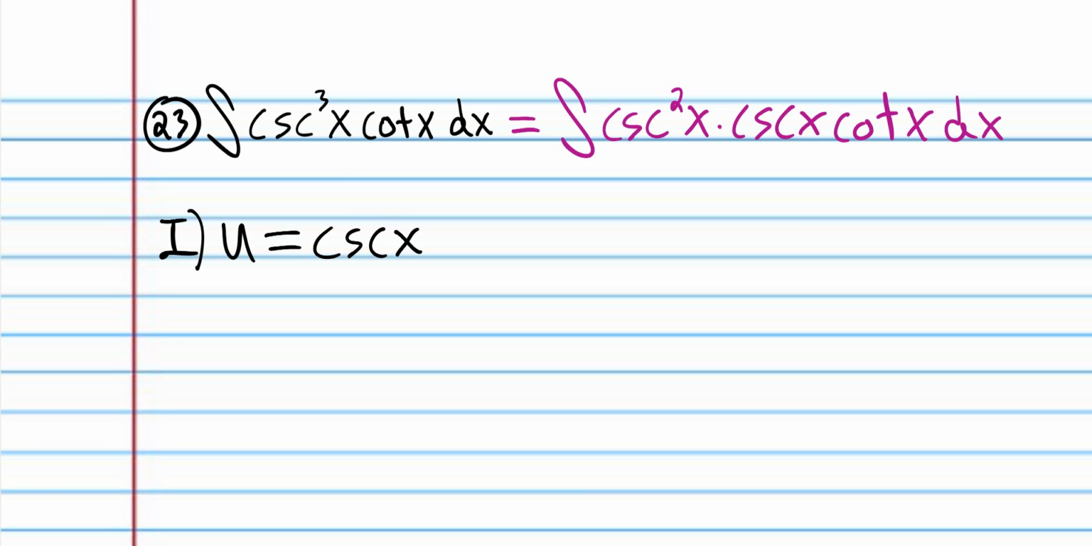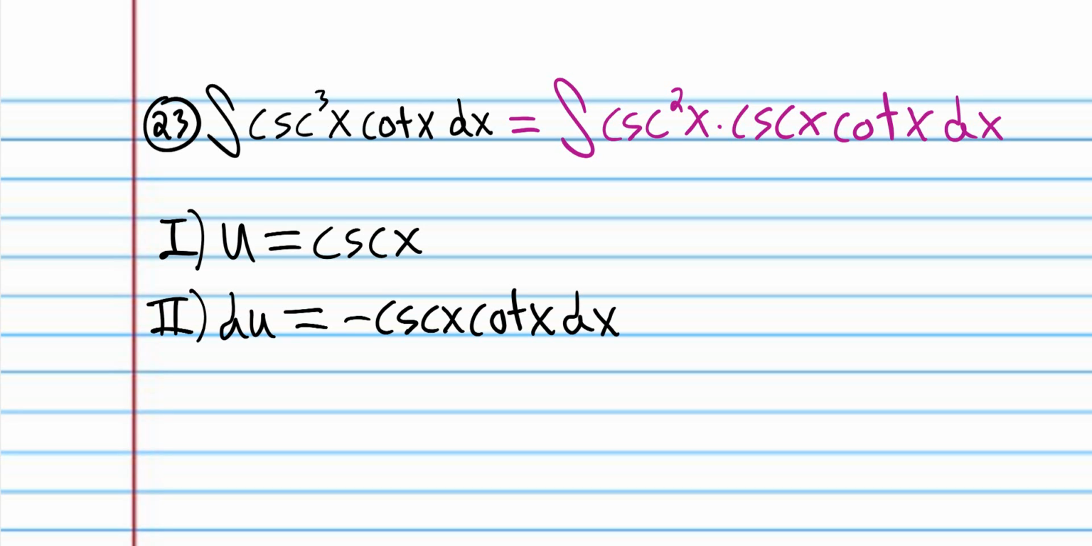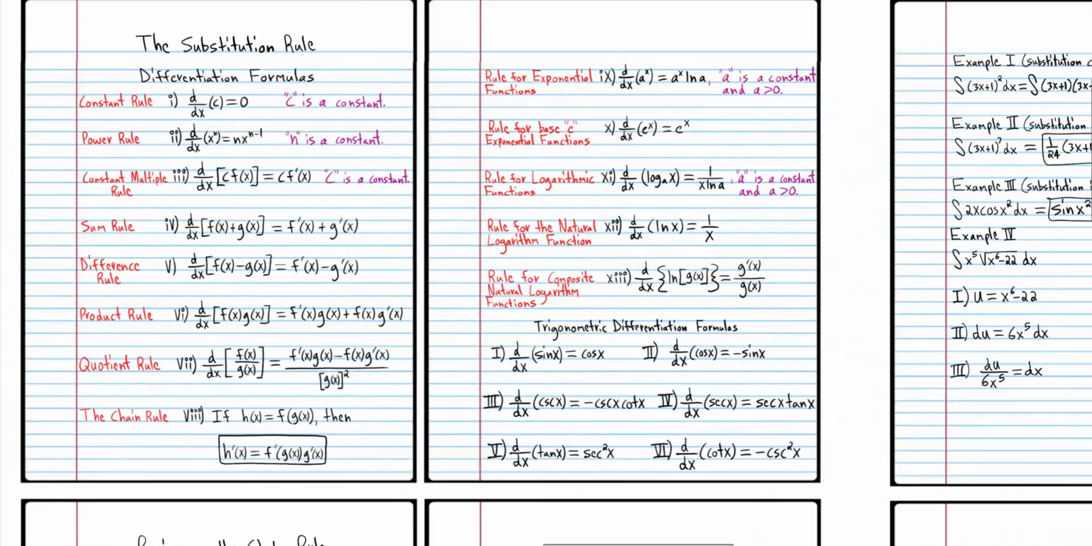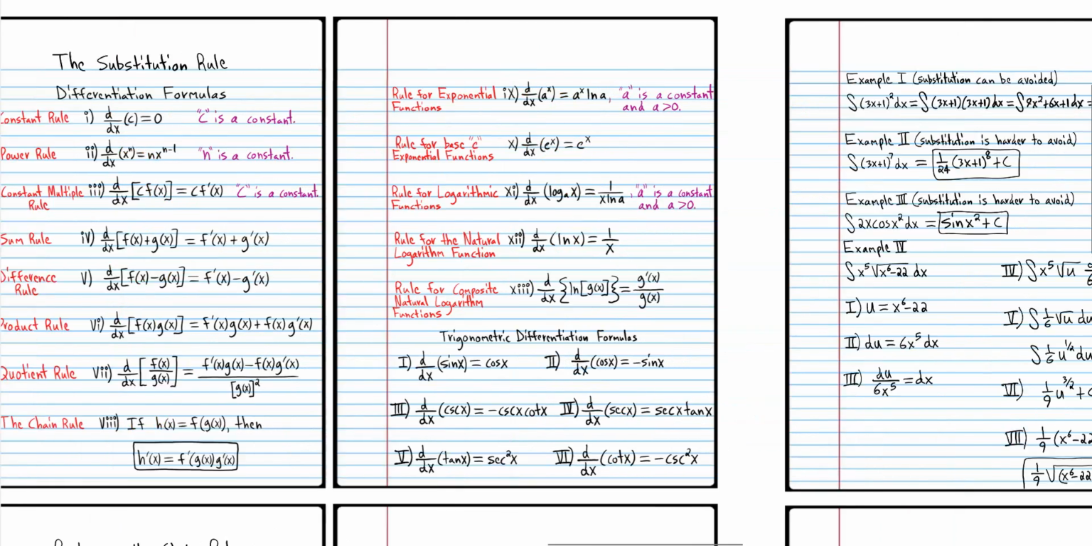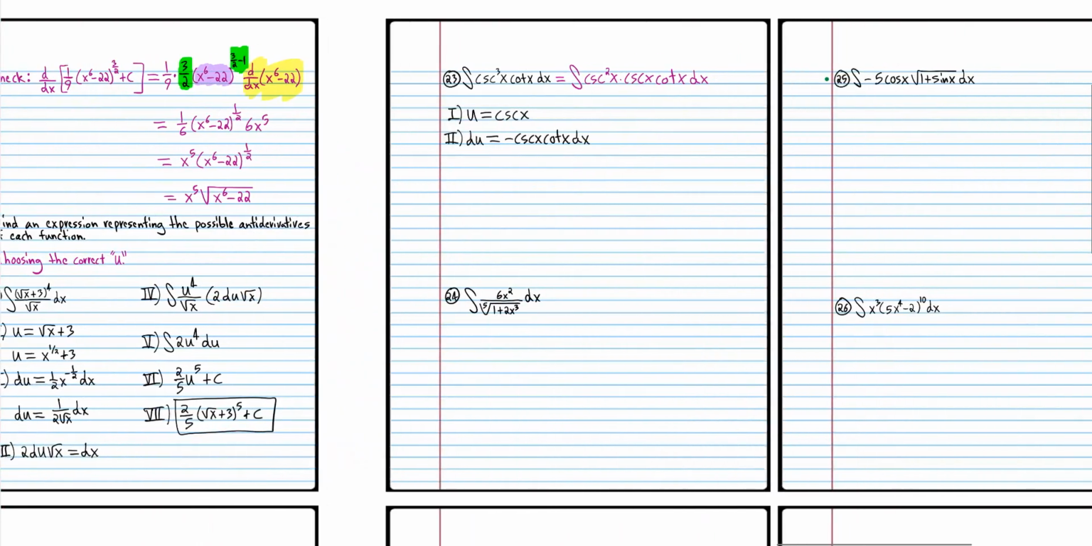So u is going to be the inside function. Then we're going to find the derivative of u, and we get negative cosecant x cotangent x. You should know that from your differentiation formulas. That's down here in yellow. You should have those memorized by now.